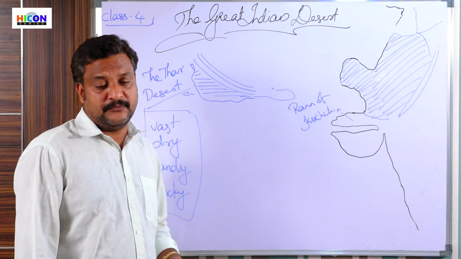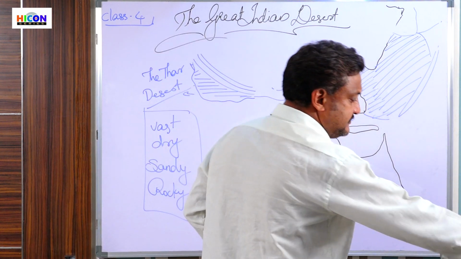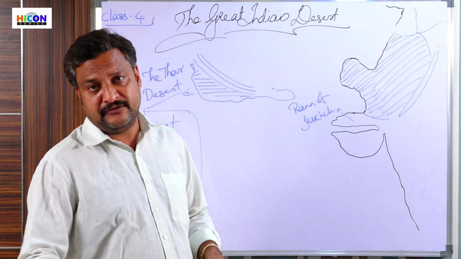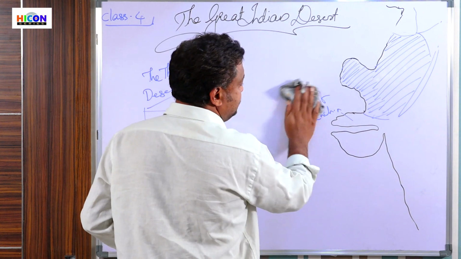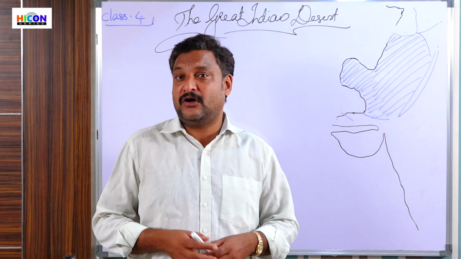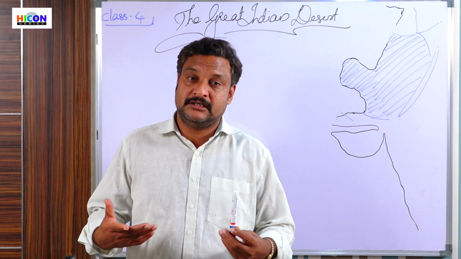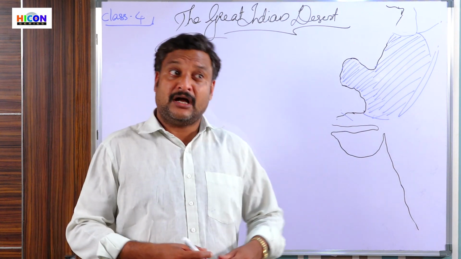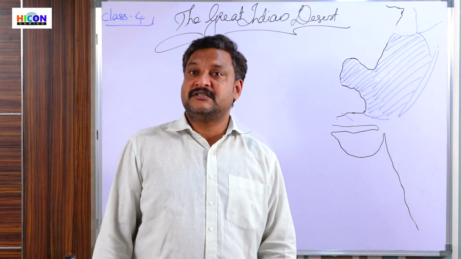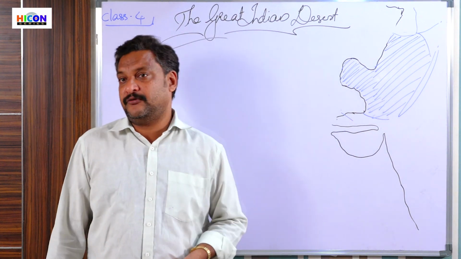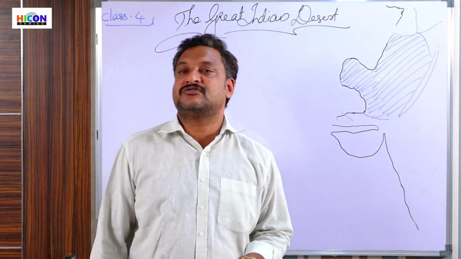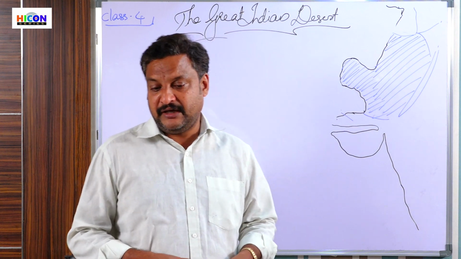Now, we know the desert region receives very little rainfall, and there are not many other water sources also. Underground water resources basically depend upon rainfall, isn't it? So as the rainfall itself is very little, there are not many underground water sources as far as the deserts are concerned.